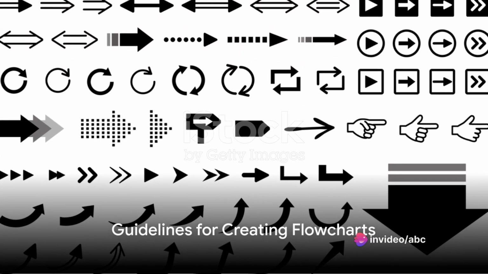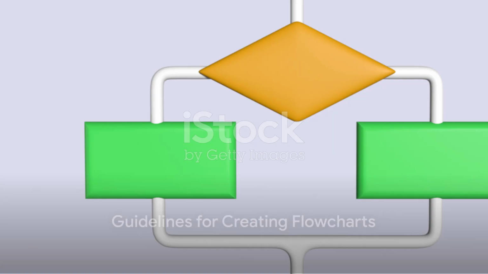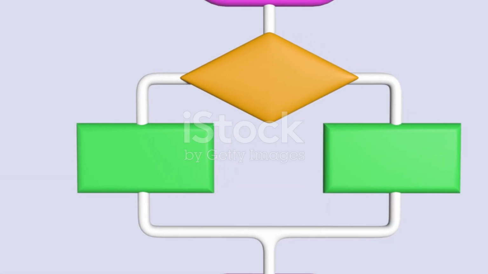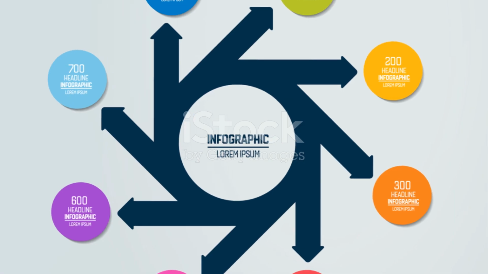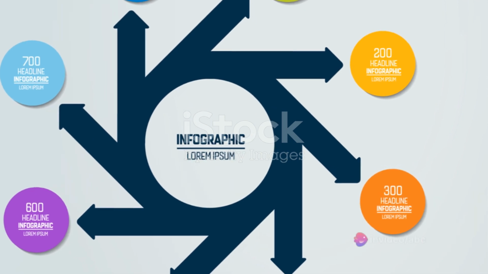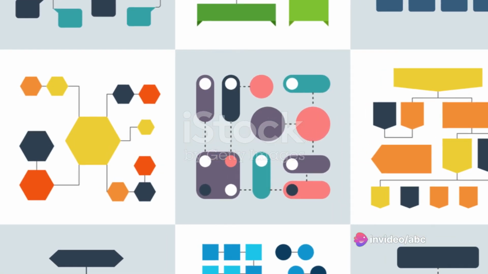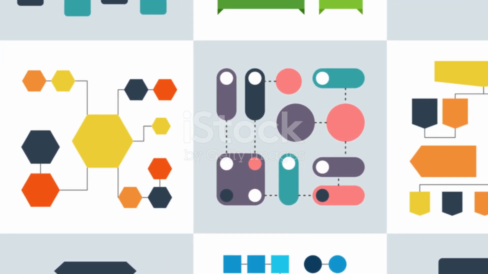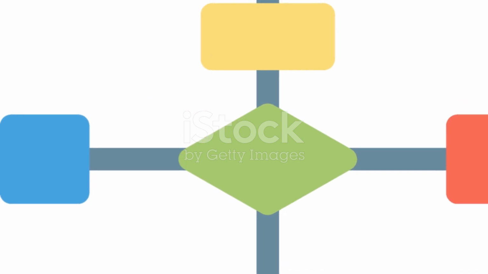Creating a flowchart is not just about drawing shapes and arrows. There are certain guidelines to follow. Now, let's dive into the details. Firstly, we have the starting and ending points of a process. These are represented by ovals. Every flowchart begins and ends with an oval, marking the inception and conclusion of the process.